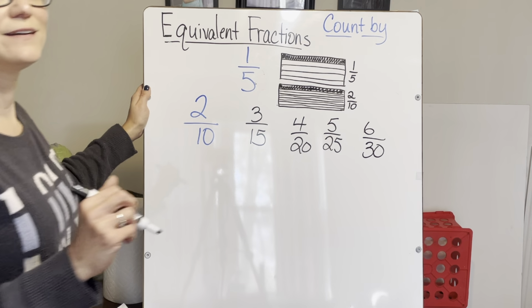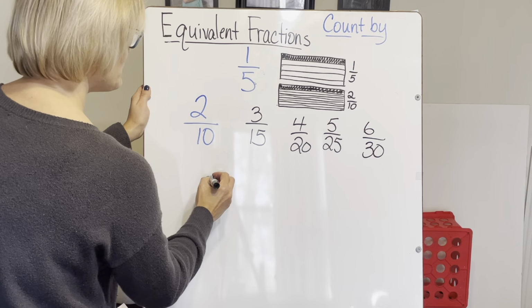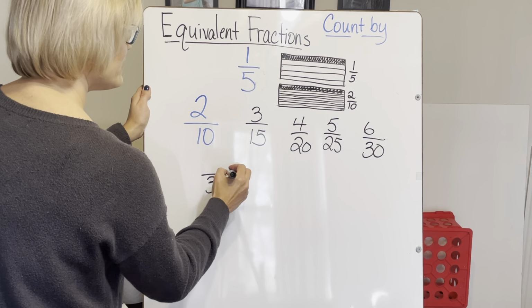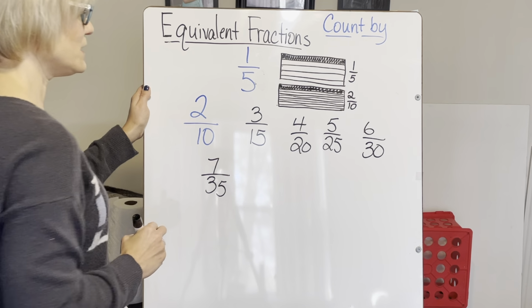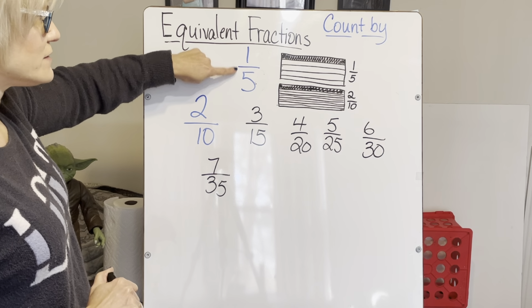And I've got 1, 2, 3, 4, 5, 6 at the top. Aha, see where I'm going with this? Now, what would be next, counting by fives? Well, that would be 35, and I would have 7. Now, look at this again. I've got fifths.